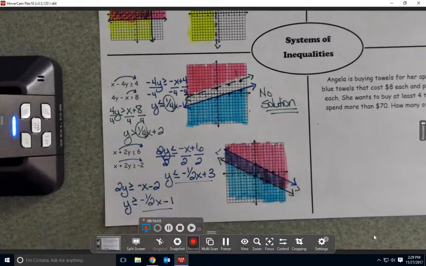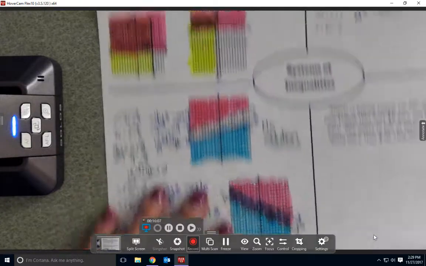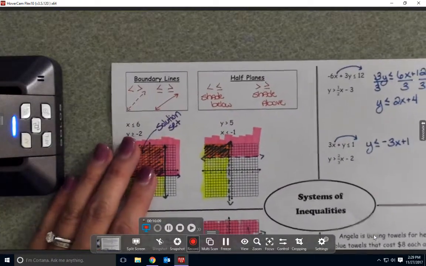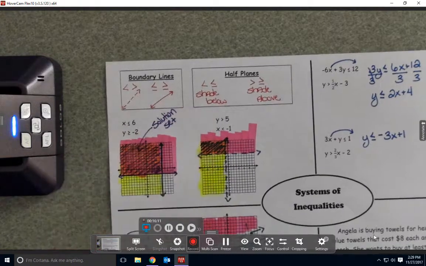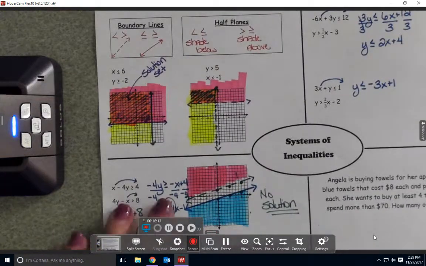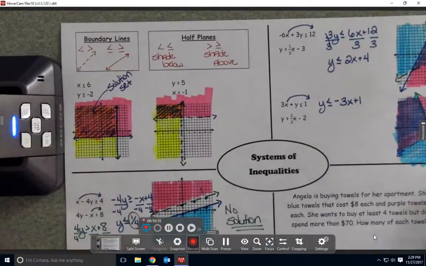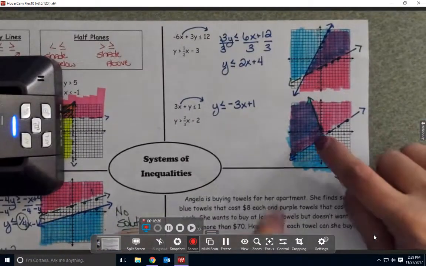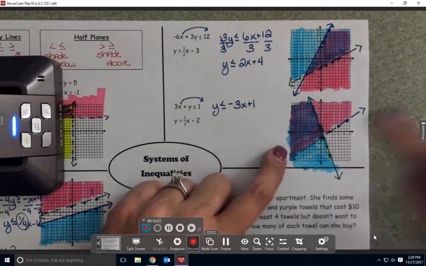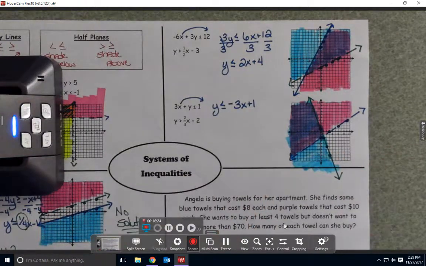Okay, so key things to remember when you're graphing or solving systems of inequalities. Make sure you know what type of line to graph and where to shade it. And remember, we're not getting an actual number answer. Your solution set is the shaded part where they actually overlap. So wherever those two colors cross over and make a new color is where your solution is going to be for the system of inequalities.